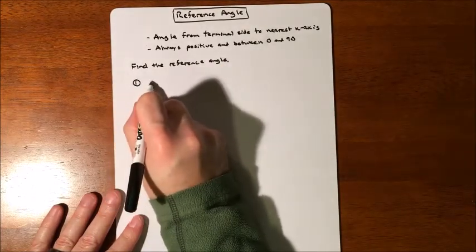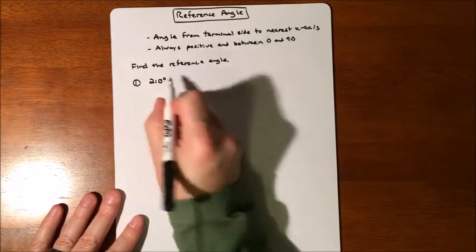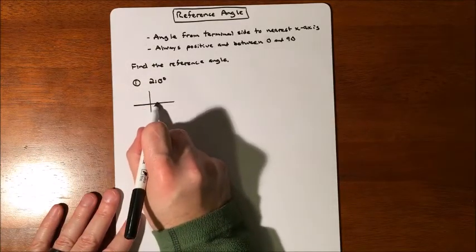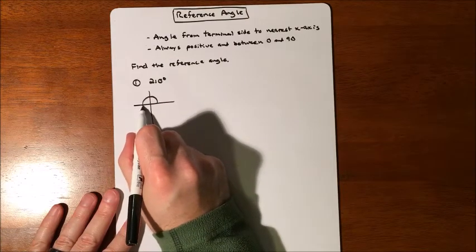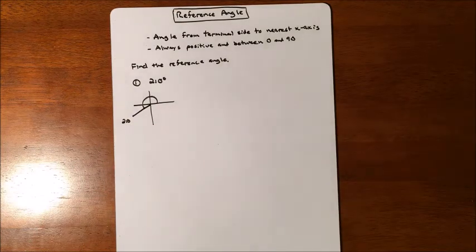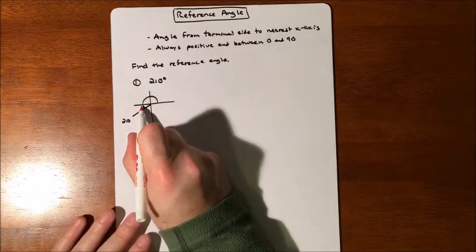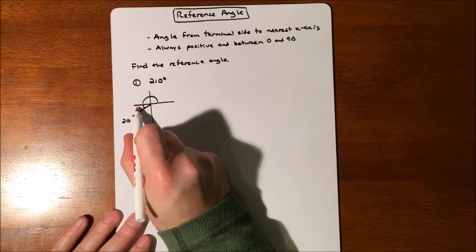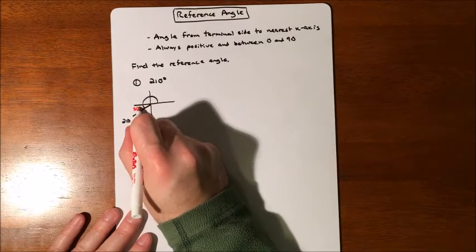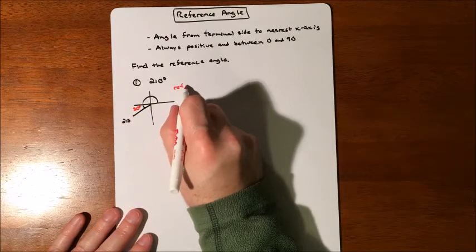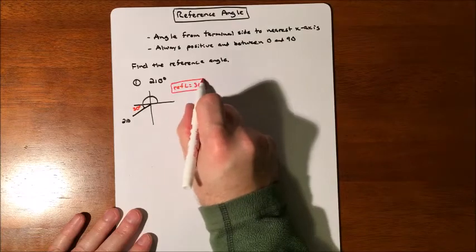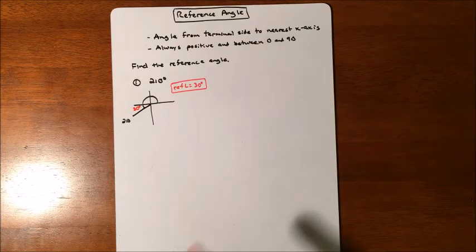Alright, so if you were doing 210 degrees, a visual is definitely going to help. If we graph 210 degrees, we're going to go to 180, and then we're going to go to here. Your reference angle is going to be this angle right here. It's basically the difference between where we ended and the x-axis. Well, we're 30 degrees past, so our reference angle is 30 degrees.